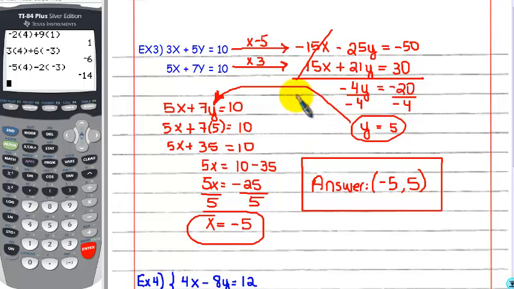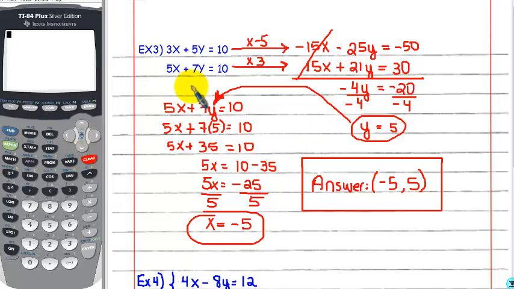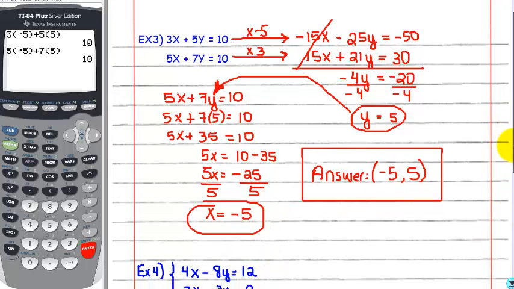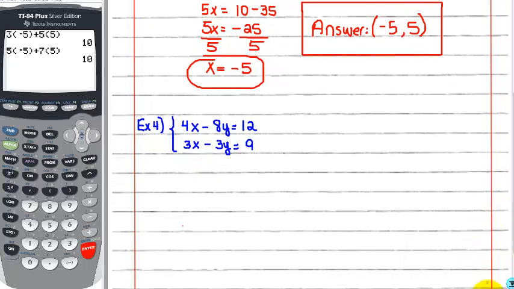Now let's double check our answers by using the calculator. So we're going to use the first equation, 3 parentheses negative 5 plus 5 parentheses 5. And if this is correct, I should get a 10. And I do. Now let's double check with the second one, 5 parentheses negative 5 plus 7 parentheses 5. Press enter, and I also get a 10, so that means this is correct. So woohoo, got the right answer. I'm right on track. Okay, so let's go ahead and try the next problem, example number 4.